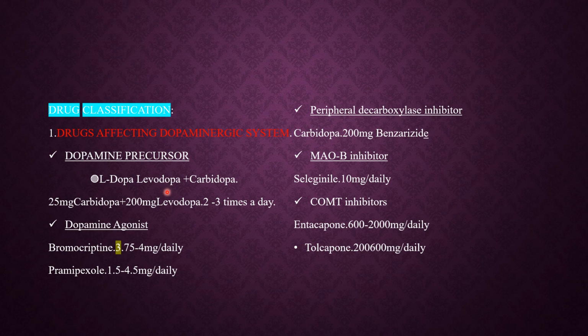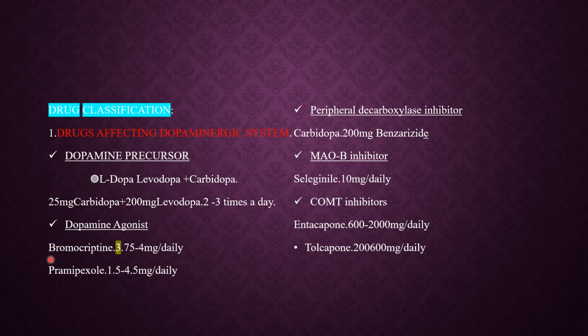Already I have explained levodopa and carbidopa, and the dose is 25 mg of carbidopa plus 200 mg of levodopa, 2 to 3 times a day depending upon the patient. Either it is 2 times or 3 times depending upon the severity of the symptoms.